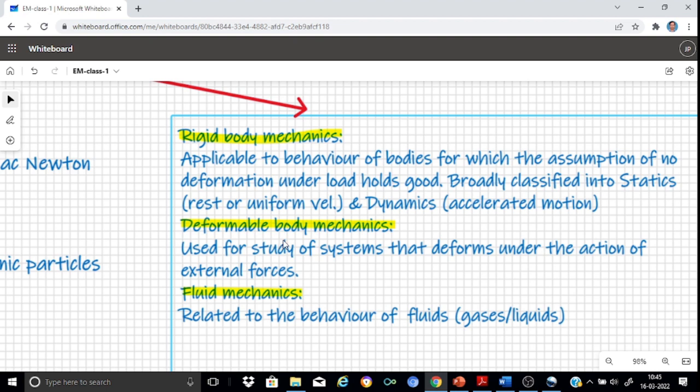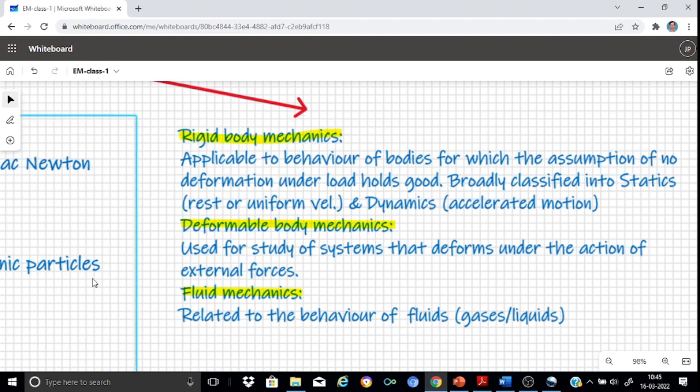Then we have deformable body mechanics, which essentially studies those systems or bodies which deform under the action of external forces. Finally, we have fluid mechanics, which studies the behavior of gases or liquids, which come under a single name, fluids.